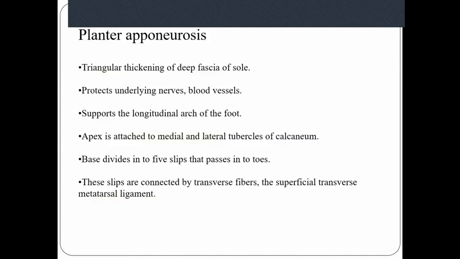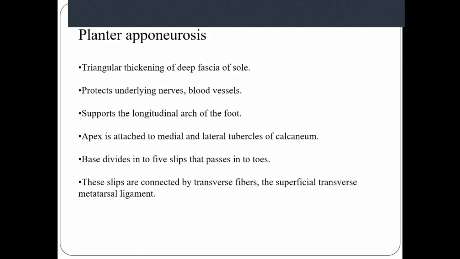Now let's talk about some special arrangements and special structures you can see in the foot. First one is the plantar aponeurosis. This is the triangular thickening of deep fascia of the sole, and it protects the underlying nerves and blood vessels. It acts as the protective shield which protects the nerves and blood vessels.